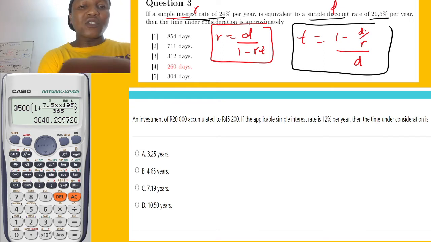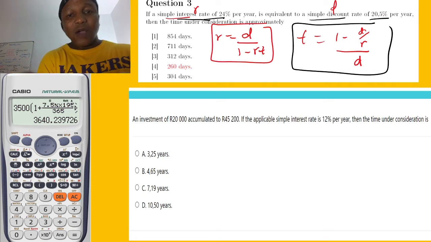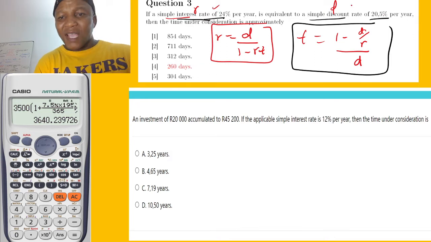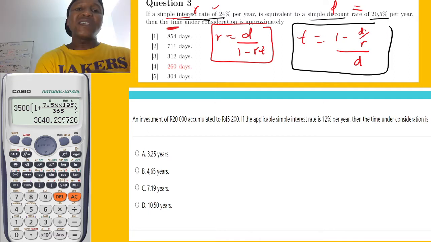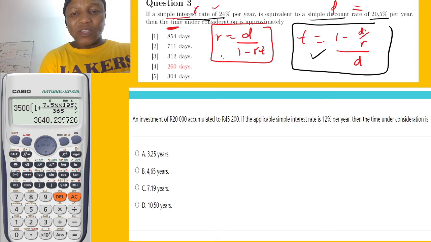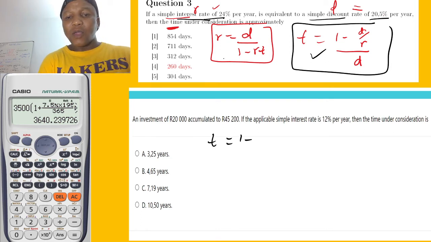So according to the first question here, what do we have? What do they want? They say if there is a simple interest rate, we have an R, and a discount rate means we have a D already. And then what do they want? They say if the simple interest is equivalent to the discount rate per year, then the time. Since they mentioned the time, I'd rather use the second formula. I'm not going to use the first because I just need time. So I'm going to say time equals 1 minus D. What is my D?